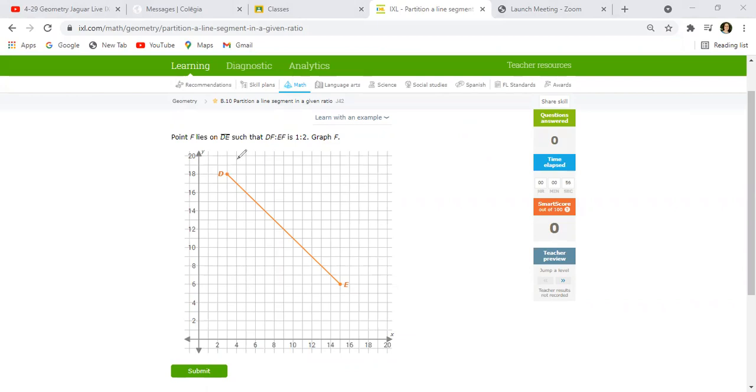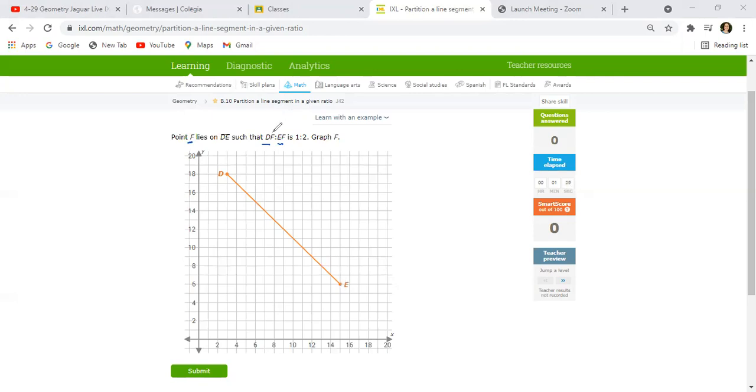So first I'm going to look at, okay, they've given me a ratio from DF to EF, and that point F lies somewhere on the line. So we know point F is somewhere between D and E. And all that we know about point F is that it partitions the line in a 1:2 ratio. And that's important because that's going to help us find that exact location of point F.